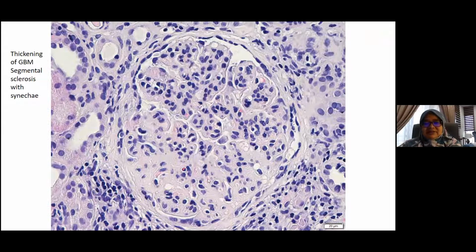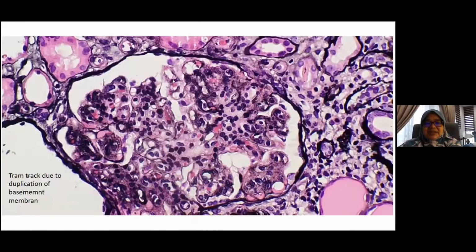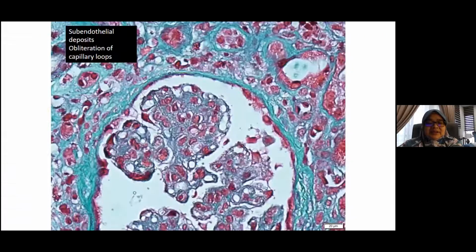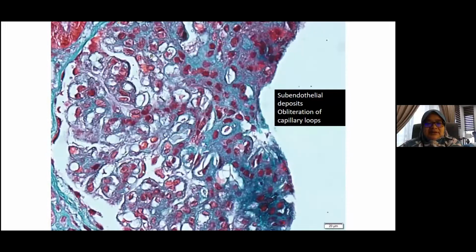So there's an area of sclerosis here, and if you can see this area, there is the tram track appearance along the capillary loop. Less obvious, but we can see some subendothelial deposition obliterating the capillary loop, and some more of the subendothelial deposition.